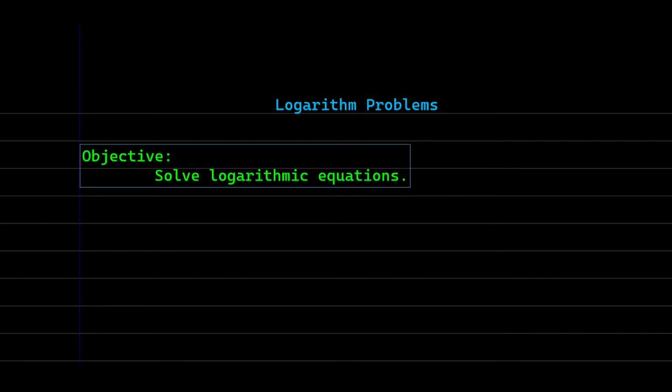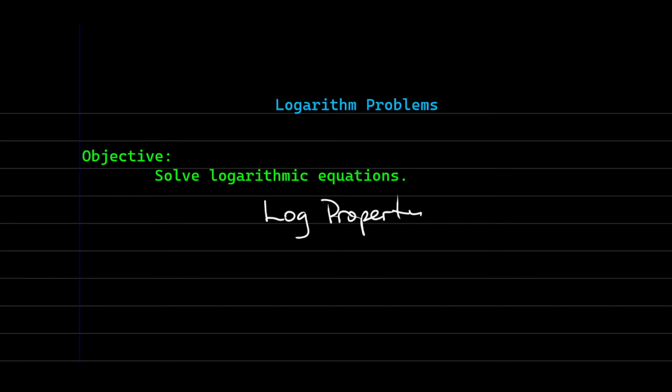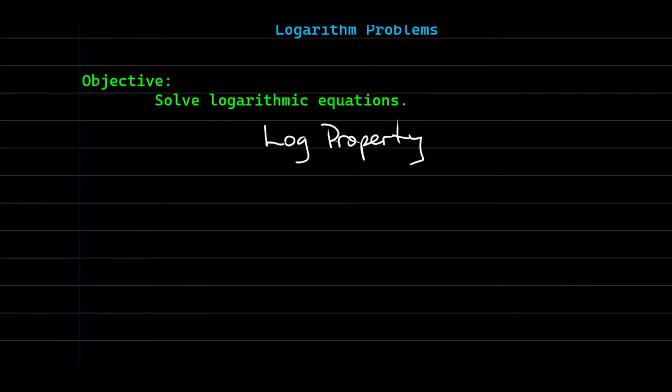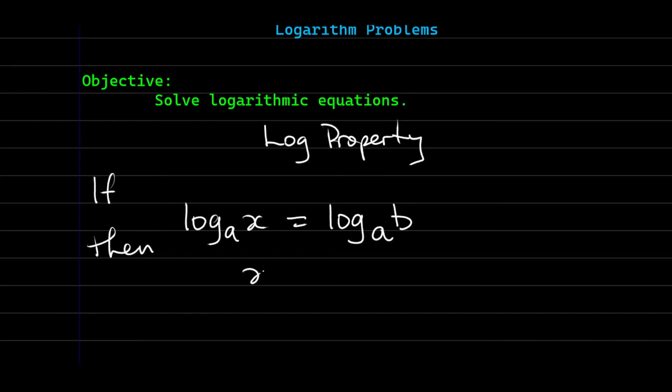And what I want you to remember is one thing, and I'm just going to state this log property here. You must remember that what logs do is reverse the index operation. So that means if you have the log to the base a of some number or expression x, and it's equal to the log to the same base of another expression b, then x is going to be equal to b.